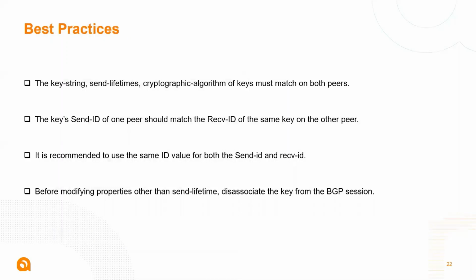Next comes the best practices. So these are the practices we need to follow for this BGP TCP AO. The key string, the send lifetime, and the cryptographic algorithm of keys must match on both the peers. So if we have different keys or different algorithms, then the BGP TCP authentication will fail. The key send ID of one peer should match the receive ID of the same key on the other peer. And it is recommended to use the same ID value for both the send ID and the receive ID.